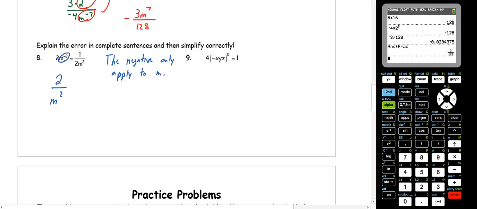In number 9, what's wrong with this is that our 0 exponent should only apply to the parentheses. It doesn't apply to the 4. So it only applies to what's in parentheses, which makes that 1. So 4 times 1. So our correct answer should have been 4.